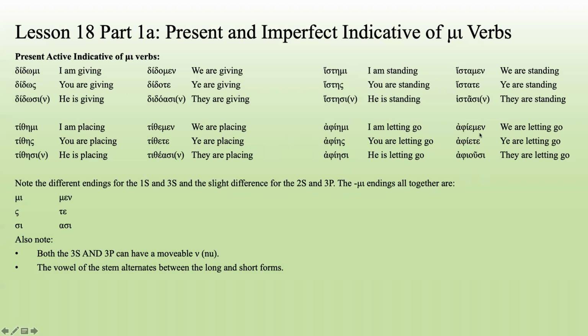Though do note ἀφίημι over here does get a little bit weird. You don't have to be able to produce any of these, you just have to be able to recognize them. So that shouldn't be too difficult. The present active indicative second plural and the present active imperative second plural are identical, just like with ω verbs.